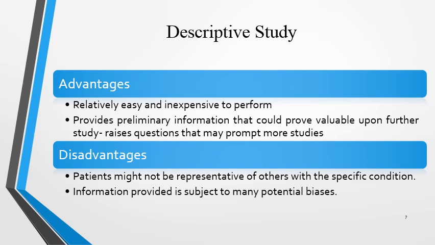So we have to identify whether the phenomenon was actually occurring because of the drug or because of the patient. So there may be patient variation and there may be reporting differences, because two different patients might not have the same physiology. So the effect of the drug will be different in one patient and another. And the information provided is subject to many potential biases.